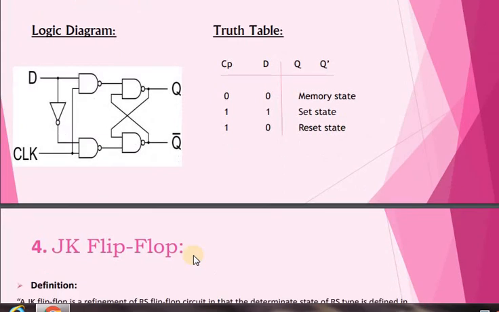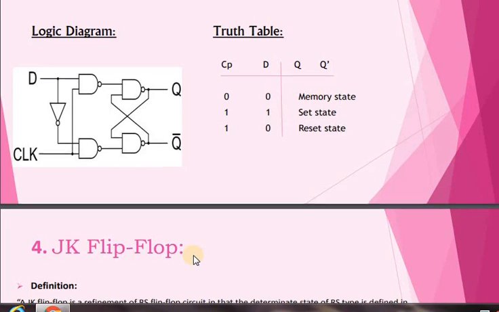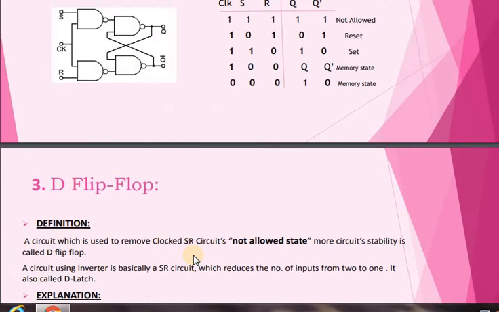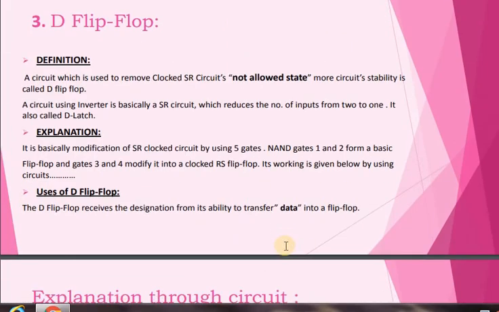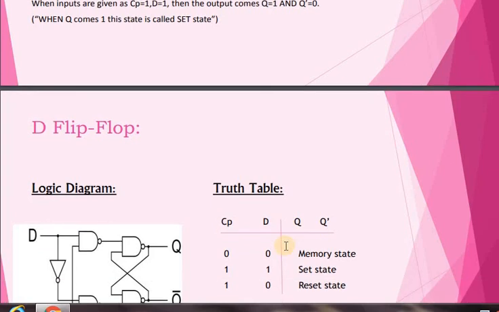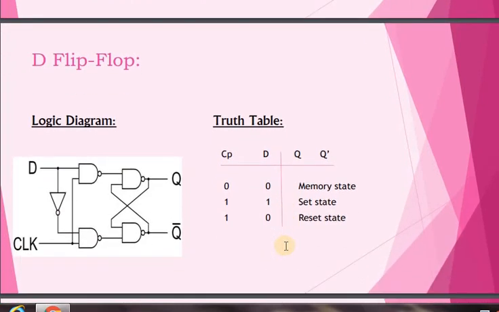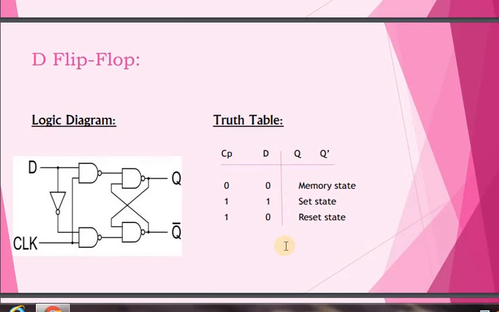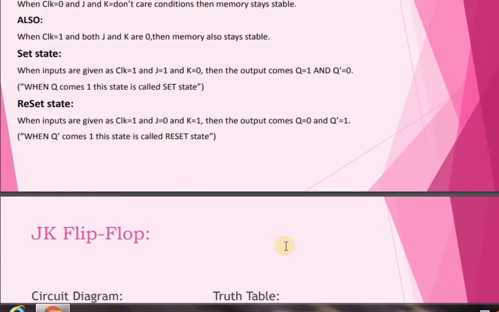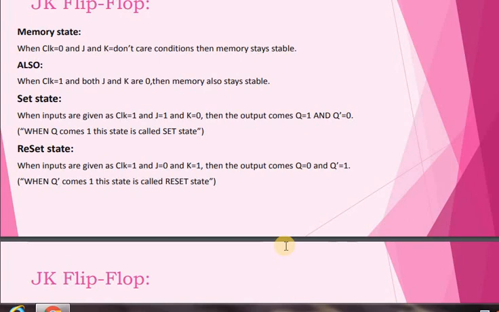The main advantage of the D flip-flop is that we are eliminating a state. What state are we eliminating? We are eliminating the not allowed state, which is in the clocked RS flip-flop. Now we will see the JK flip-flop in the next class.